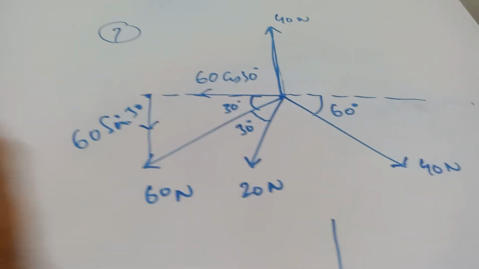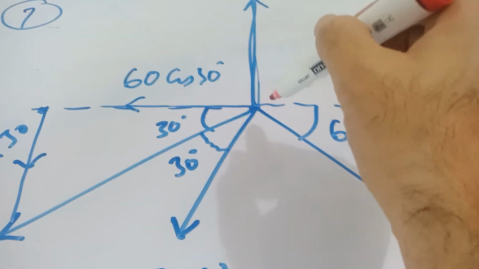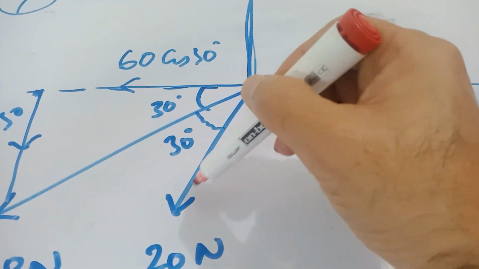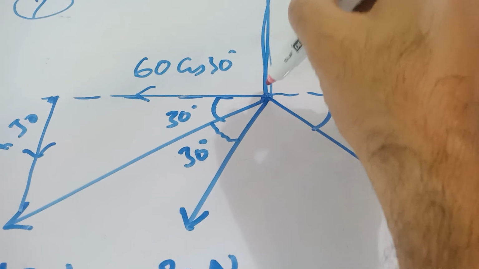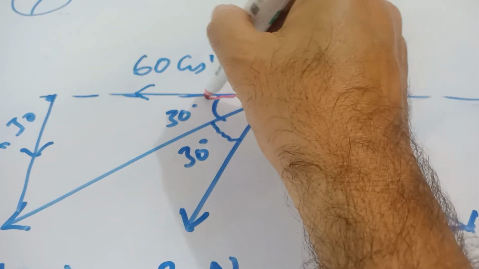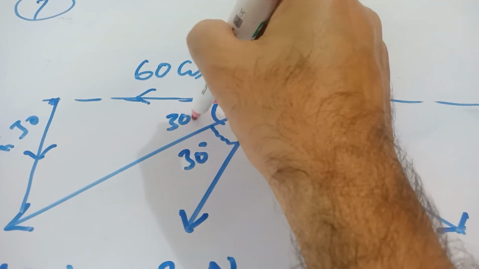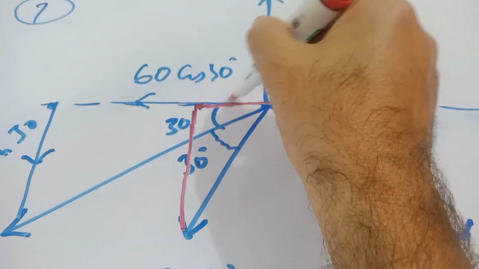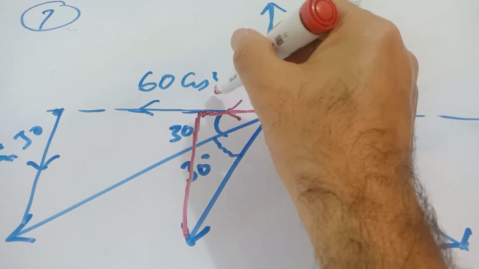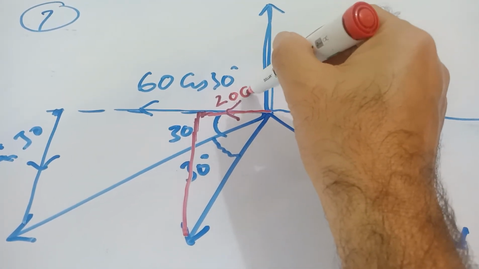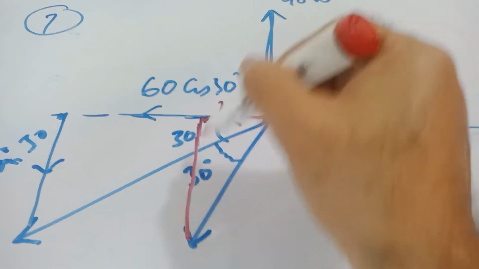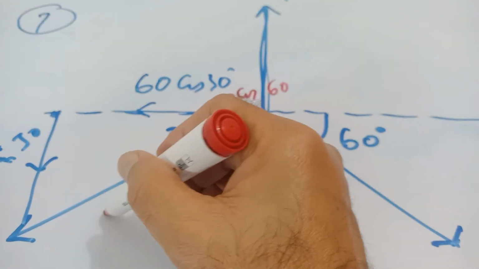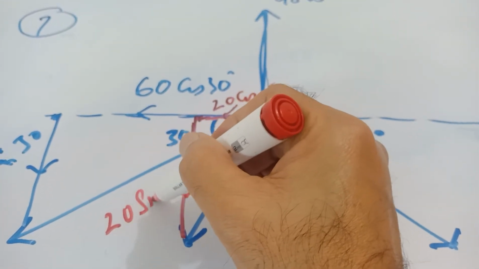Now there is a lot of overlapping, so let's see if this marker really works. For this 20 newtons, basically the shops are closed, so I am not able to get a marker for you. Okay, this marker is fine now. Now this is going to be 20 cos 60, and this component would be 20 sine 60.